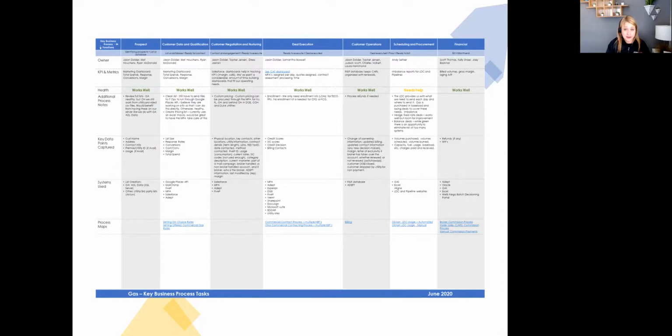So if you want more detail on specific boxes in there, you want to get more detail on how exactly you do that strength training exercise, you can simply click on these links. They take you to the SOPs or the process maps. They give you more detailed information.